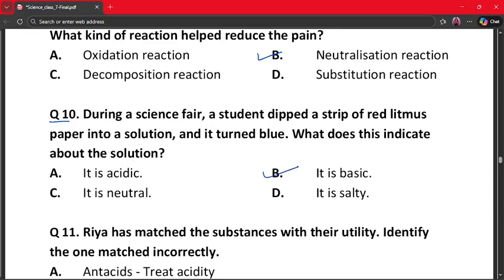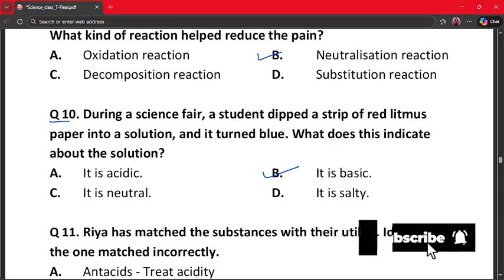So red litmus turning blue is a clear sign. This happens only in basic solutions. Acids do the opposite. So the solution must be basic. Hence option B is the correct answer.